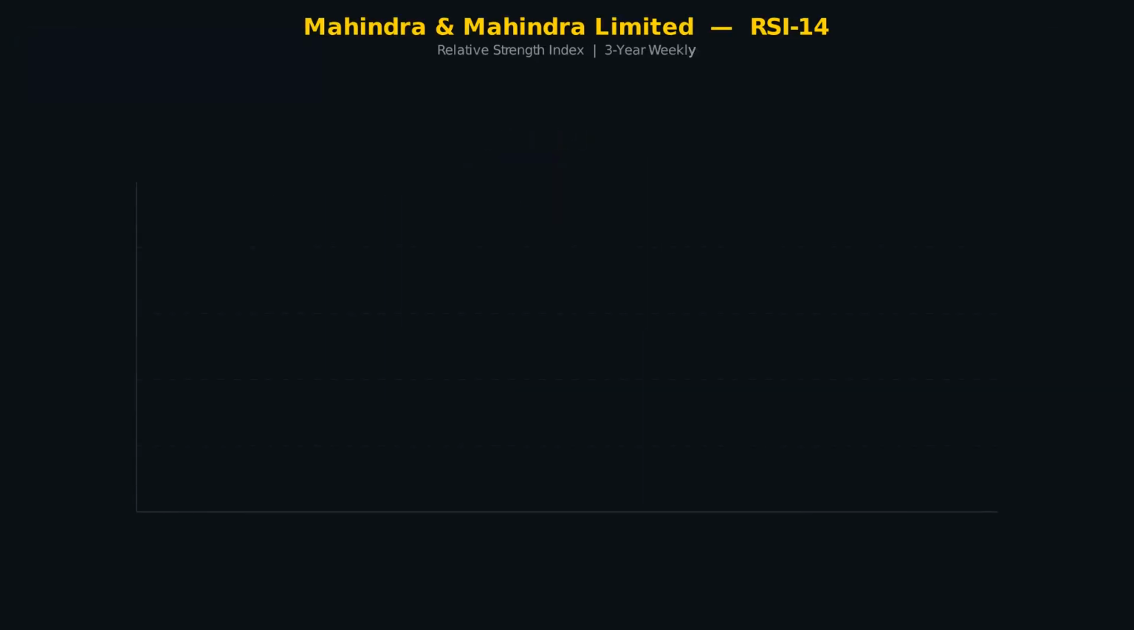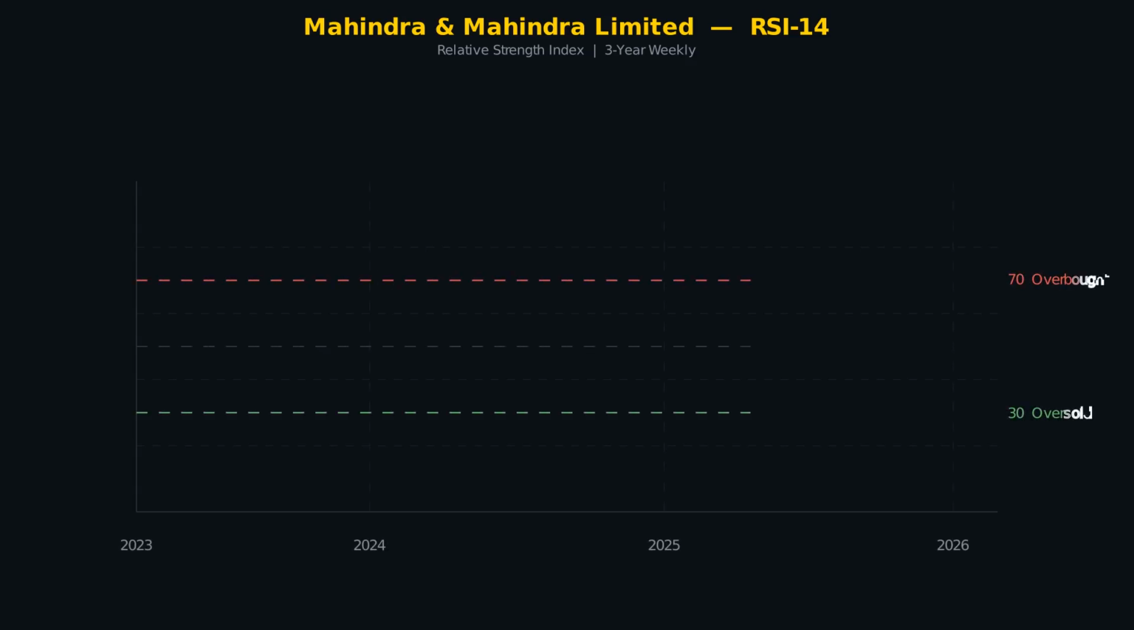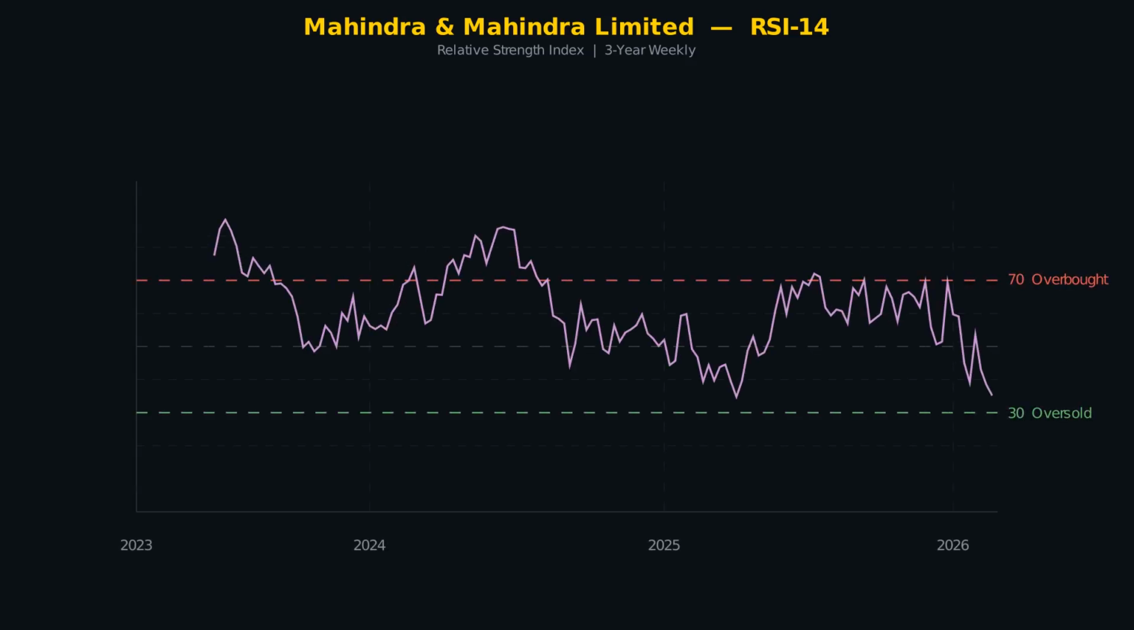Here is the RSI chart for Mahindra and Mahindra Limited over 3 years. The red dashed line at 70 marks overbought. The green dashed line at 30 marks oversold. The current RSI reading is 33. RSI is in neutral territory. Momentum is balanced between buyers and sellers.